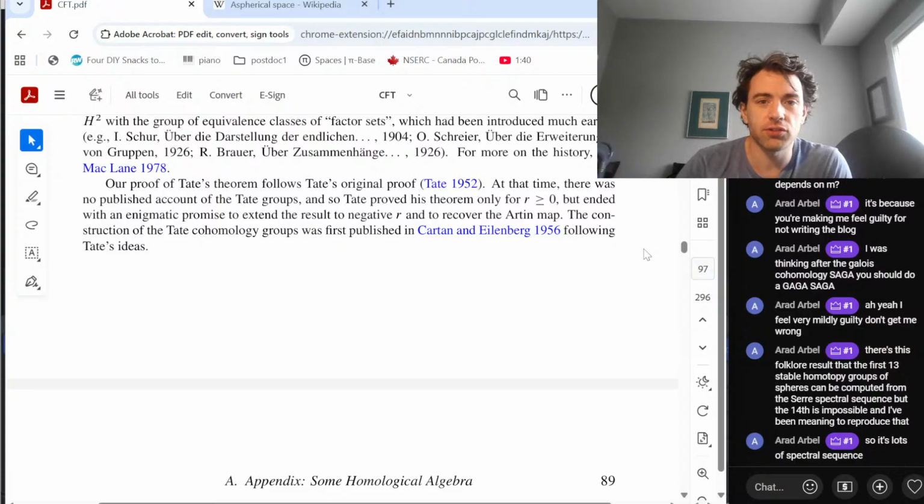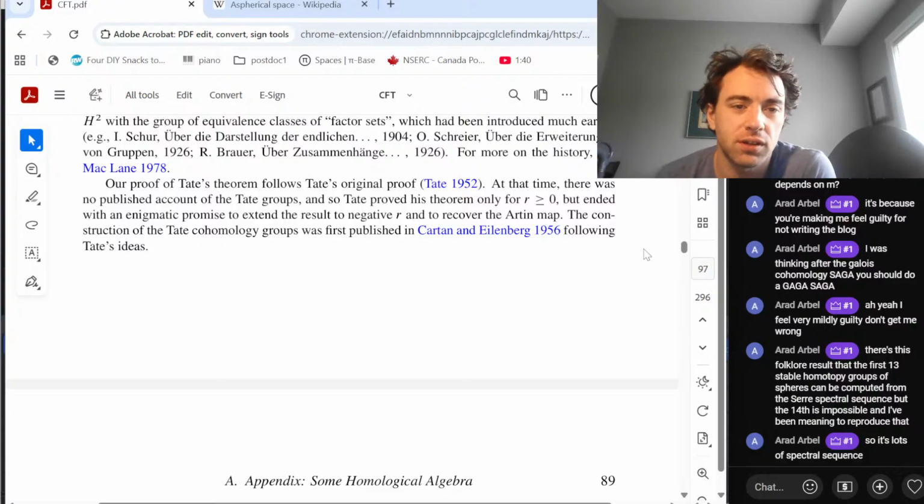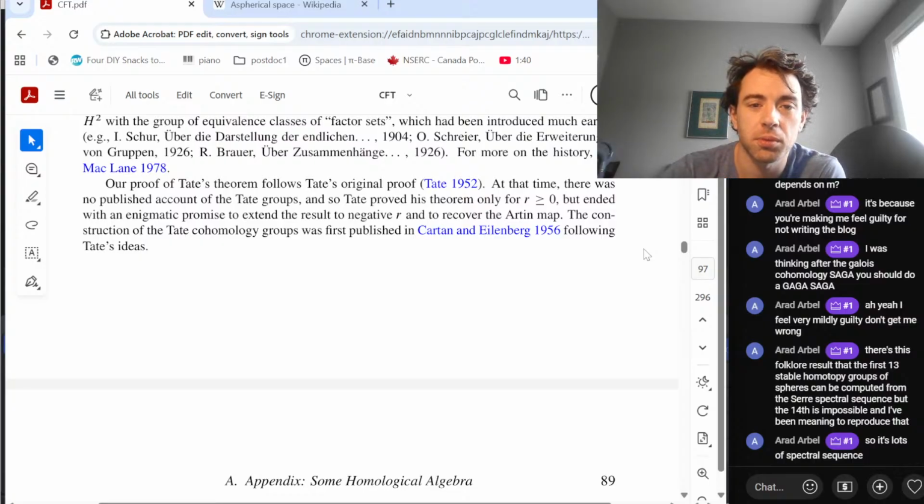Our proof of Tate's theorem follows Tate's original proof. At that time, there was no published account of the Tate groups. So he provided his theorem only for r greater than 0, but ended with an enigmatic promise to extend the result to negative r and recover the Artin map. The construction of Tate cohomology groups was then published by Cartan and Eilenberg.